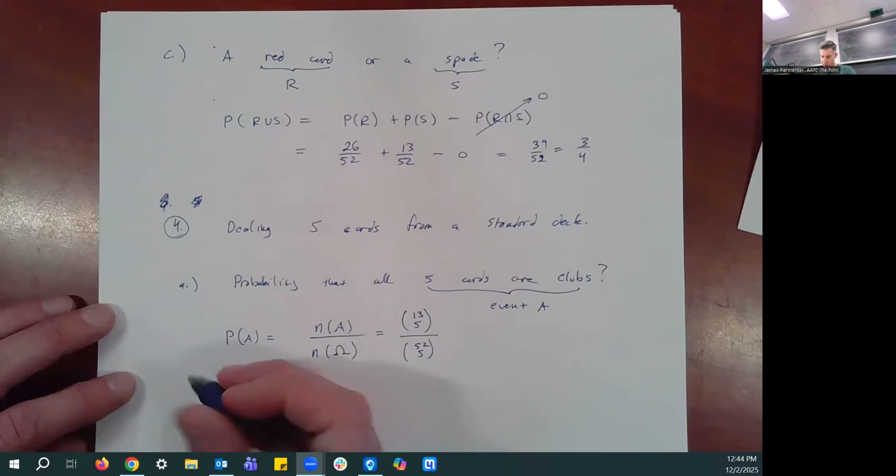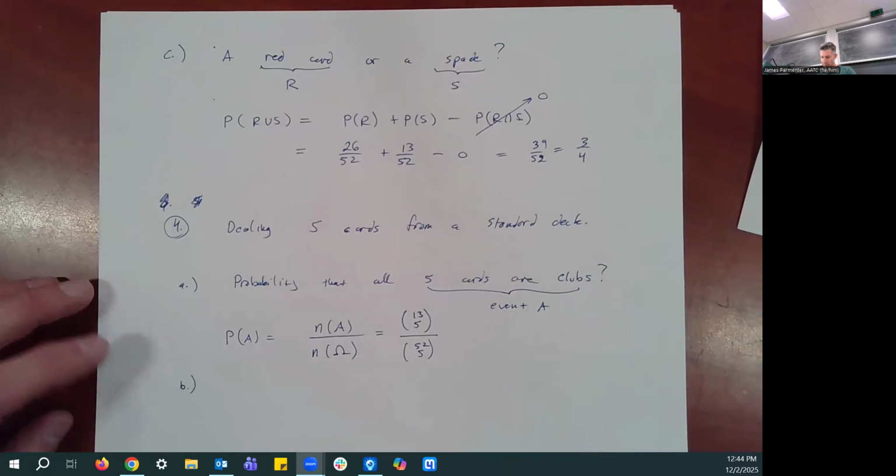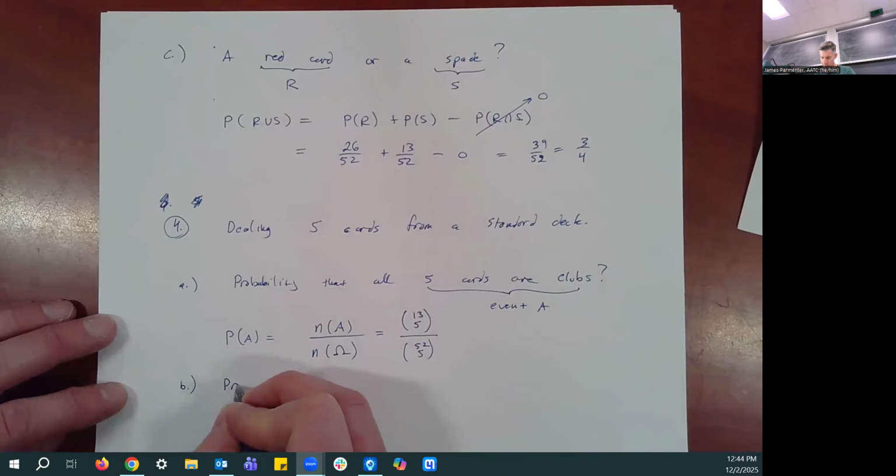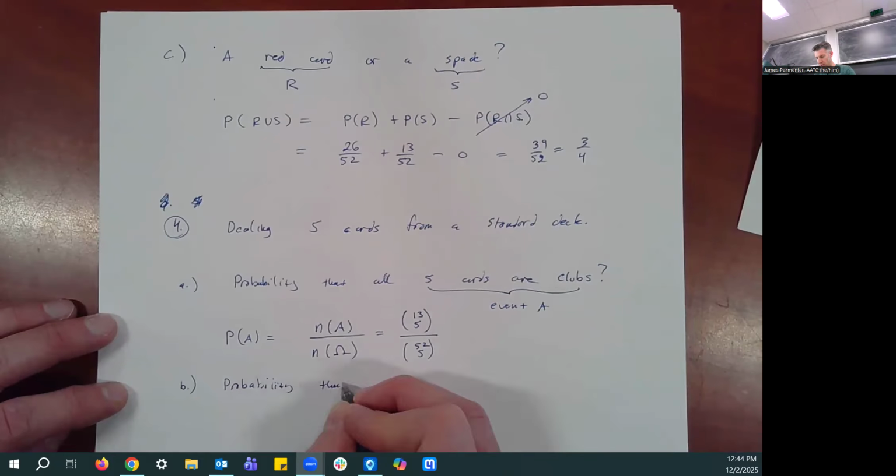Let's see. On the other hand, what if we were asking about the probability that all 5 cards are just the same suit?